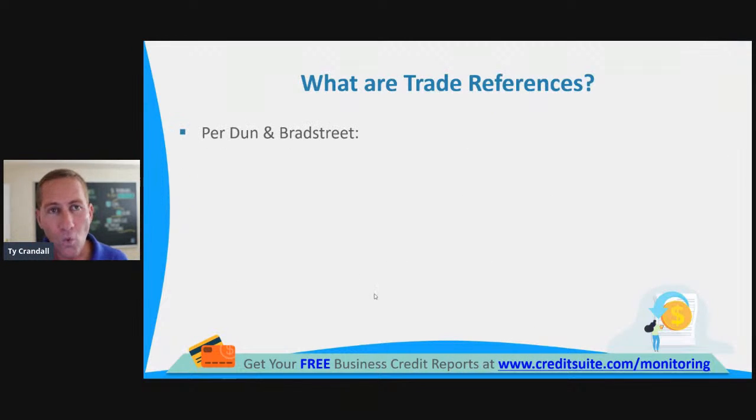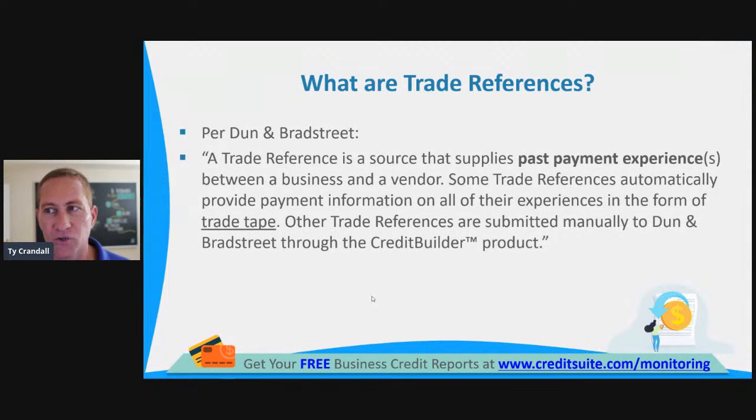So what are trade references? Well, per Dun & Bradstreet, a trade reference is a source that supplies past payment experiences between a business and a vendor. Some trade references automatically provide payment information on all their experiences in the form of trade tape. Other trade references are submitted manually to D&B through Credit Builder products.